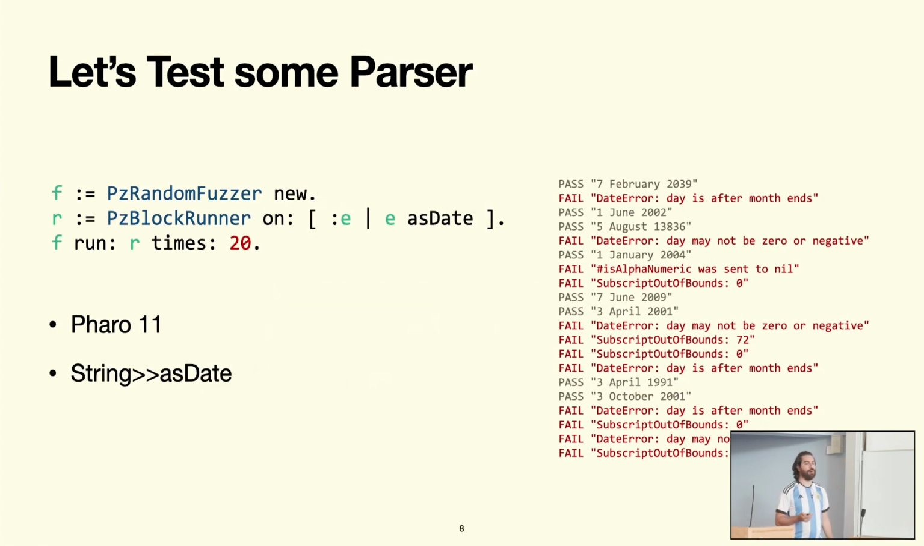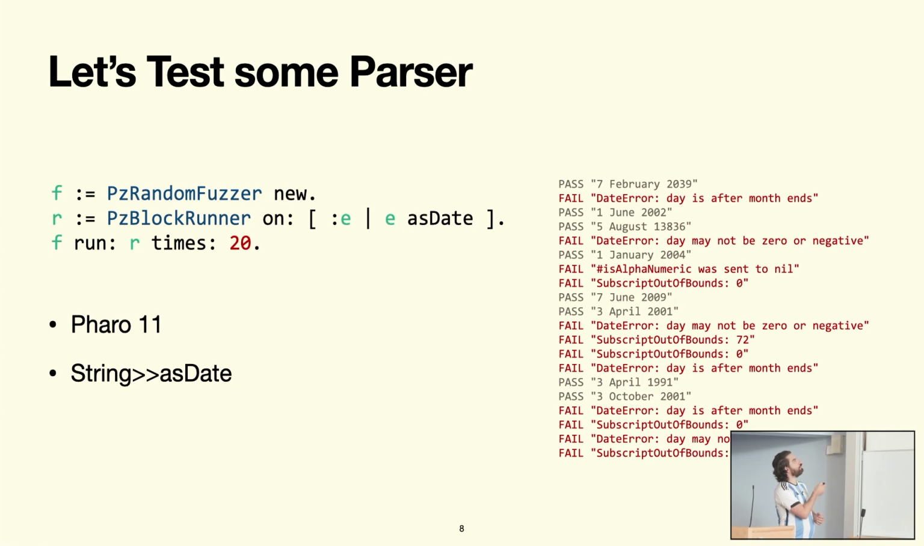So let's test the parser. I started playing with the asDate method. In Pharo, strings understand asDate, and they are supposed to give you a date for a string. So I take my random fuzzer and run it with a runner, and for each input that I fuzz, I parse it with asDate and see what happens.